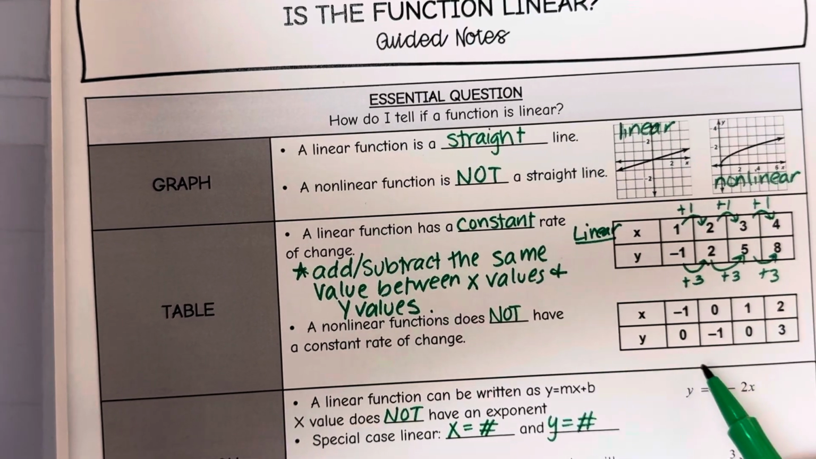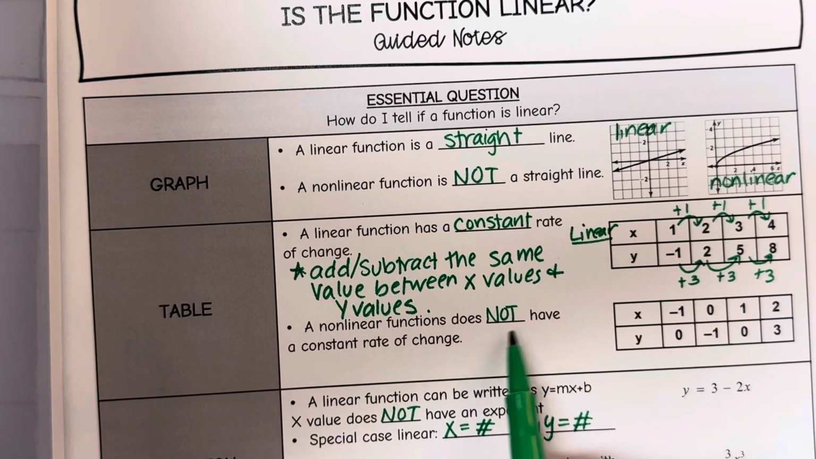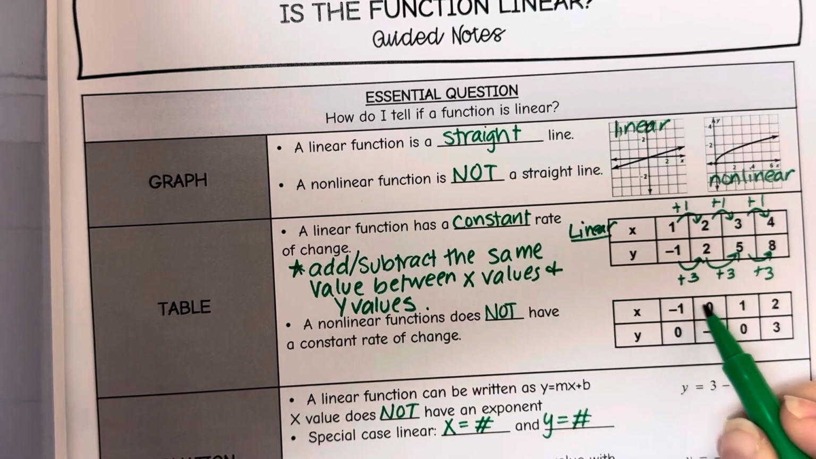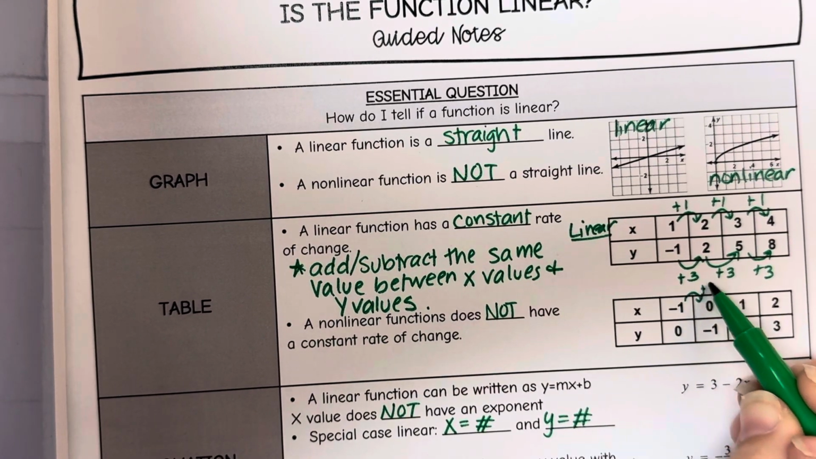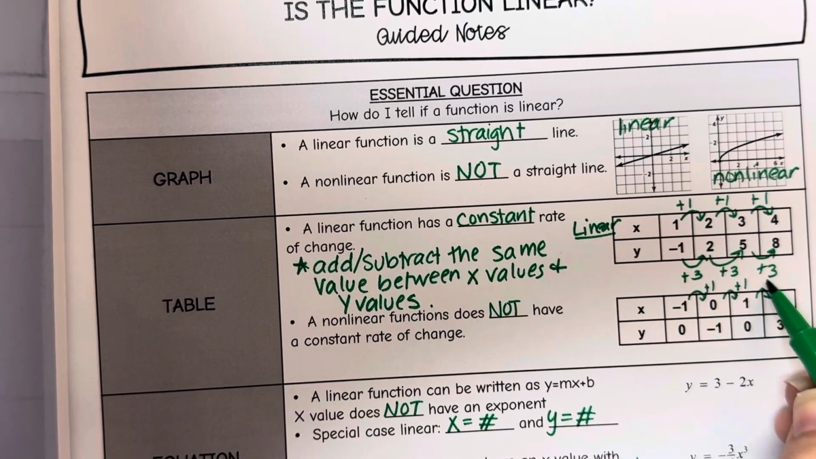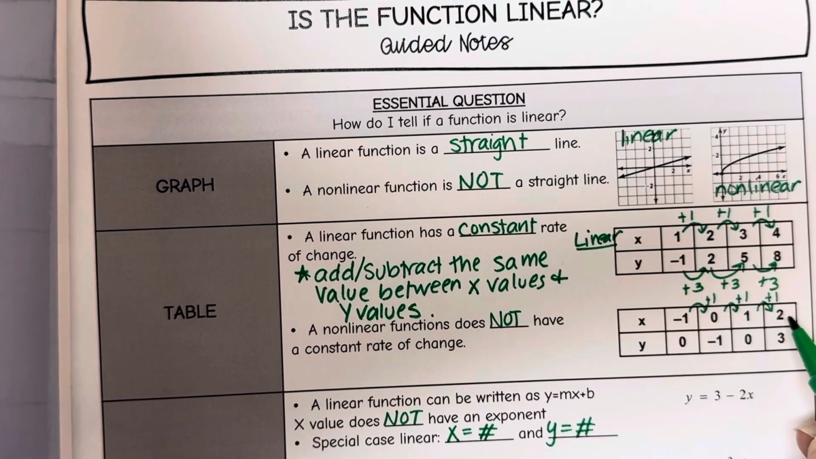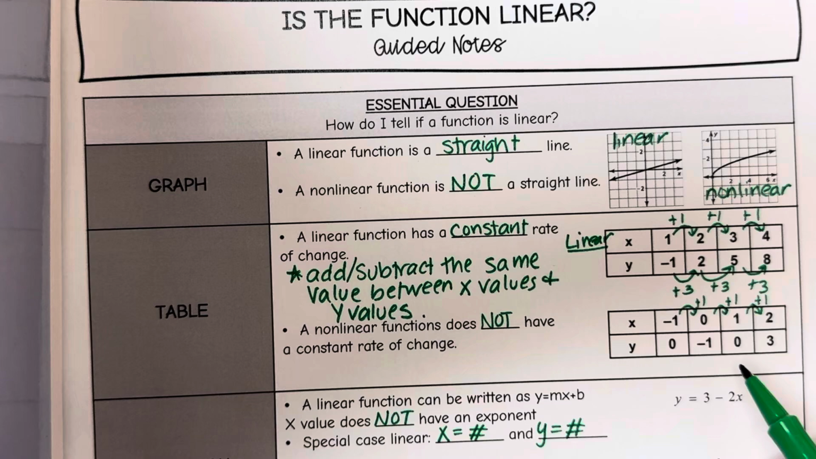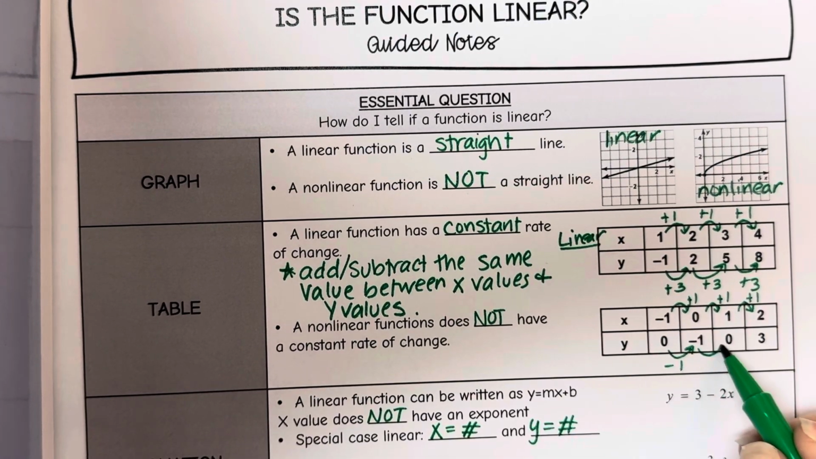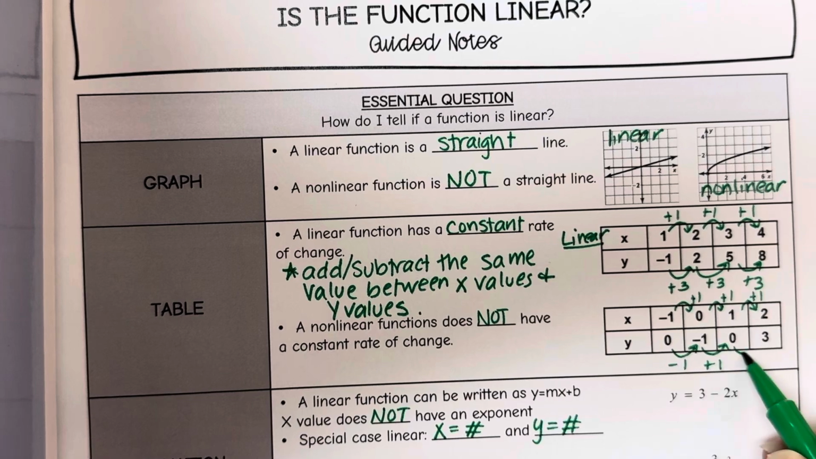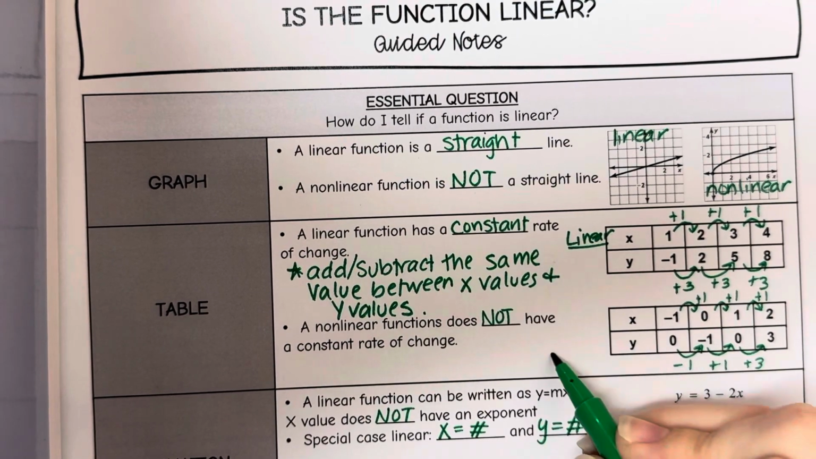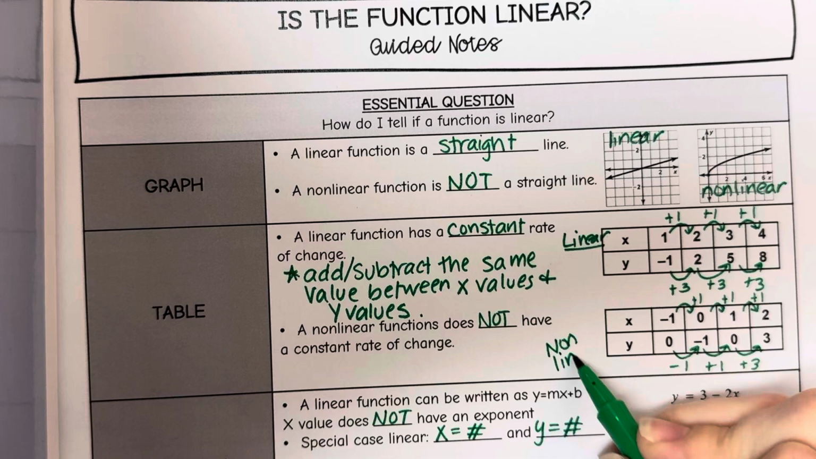But if I look down here, a nonlinear function does not have a constant rate of change. So if I look here, I see my x is -1 to 0, okay, that's +1, 0 to 1, that's +1 again, 1 to 2 is +1 again. So right now it looks like it could be linear, but you need to test the y's. From 0 to -1, it's -1. From -1 to 0, it's +1. From 0 to 3, it's +3. These are not all the same, so this is non-linear.